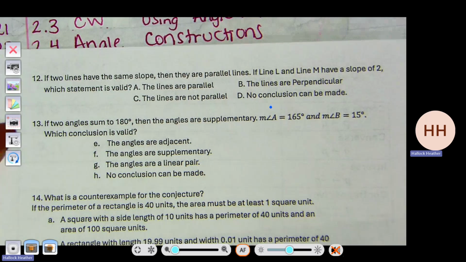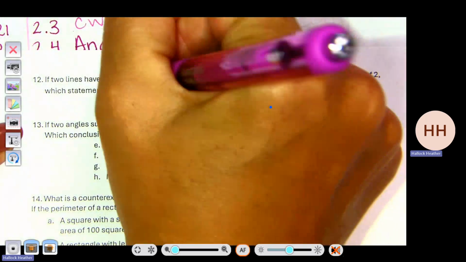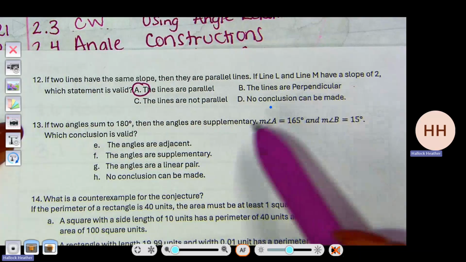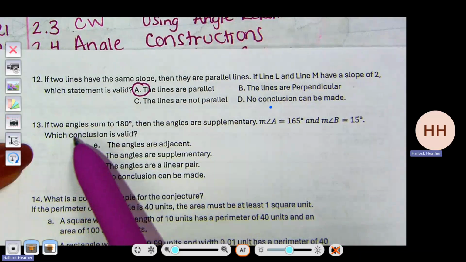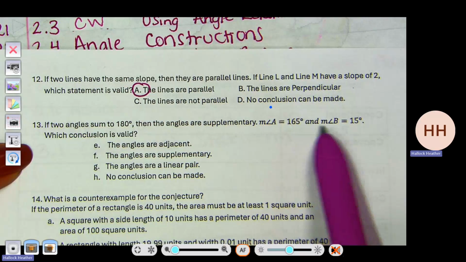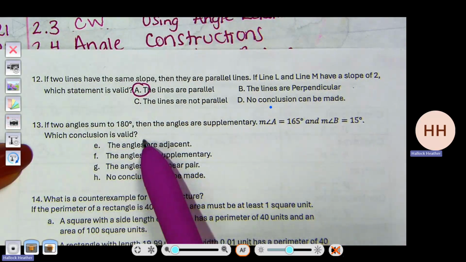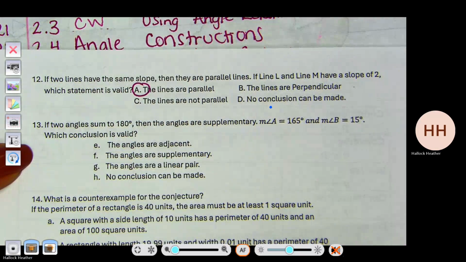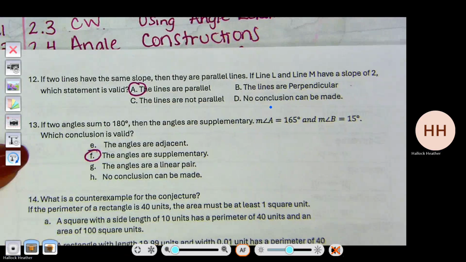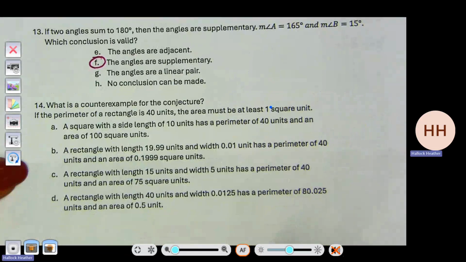Okay, so what's 12? A. Because if they have the same slope, then they're parallel. If they have the same slope, they both have a slope of 2, then they're parallel. 13 says two angles have a sum of 180. The angles are supplementary. Angle A is 165 and B is 15. What conclusion can be valid? F. The angles are supplementary. Yeah. Okay, 14.